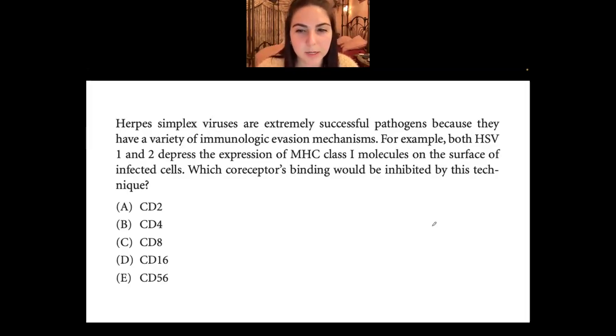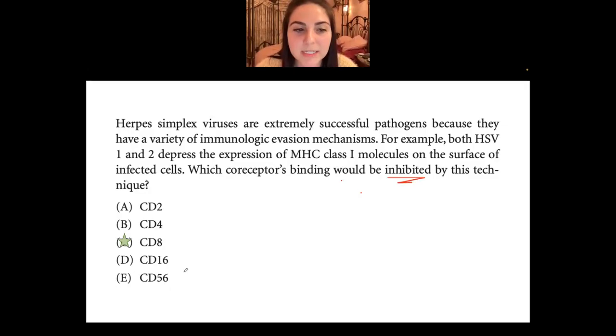Okay, guys ready? All right, let's go over this one. So this is basically saying this virus gets rid of MHC class 1. So if you get rid of MHC class 1, what cell would be inhibited? What cell would not work? If you get rid of MHC class 1, you get rid of your CD8 positive T cells. Remember the rule of 8. So MHC class 1 binds to it.